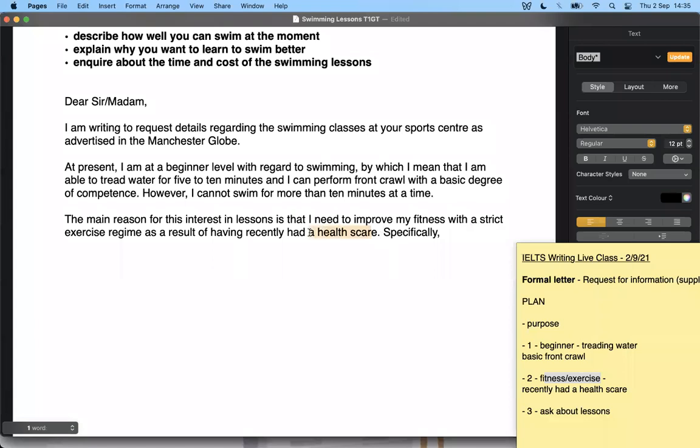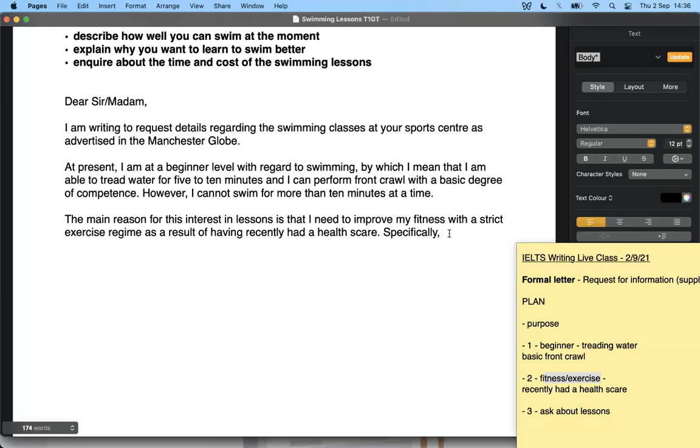So we're trying to be specific about what the health scare was. Notice the transition is very natural. We finish with health scare, so we use the adverb specifically to reference back to that health scare. So as you're reading this, everything becomes very cohesive. You don't have to keep going back and wondering how everything links up in the sentence. That's the idea of coherence and cohesion. So as a result of having recently had a health scare, specifically, okay, we haven't got this in the plan.